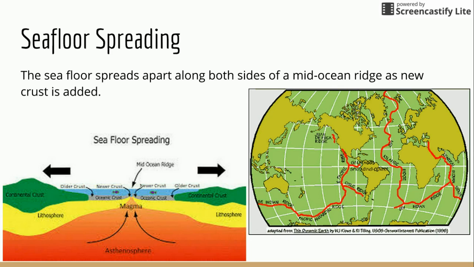So what is seafloor spreading? The seafloor spreads apart along both sides of the mid-ocean ridge as new crust is added. So you'll notice in this picture, the lithosphere, the actual crust layers, start to move apart from each other while magma flows up, and within this mid-ocean ridge, new crust is formed. One of the largest ones that you'll hear about is this Mid-Atlantic Ridge, going in between North and South America and Africa and Europe and Asia.